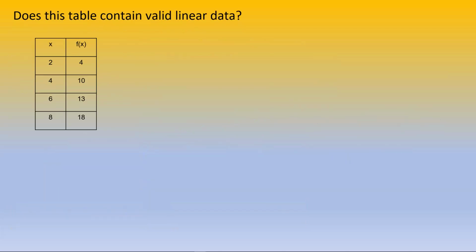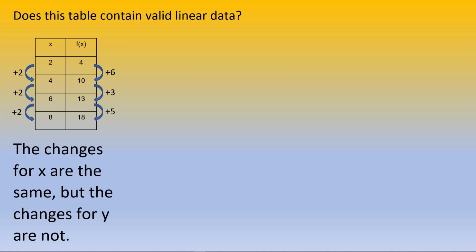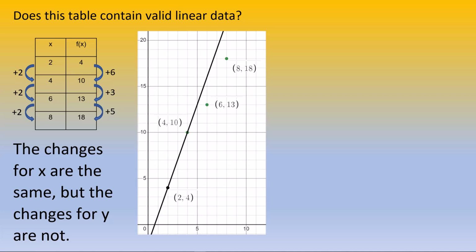Does this table contain linear data? We check the changes and see that the changes for x are the same, plus 2 each time, but the changes for y are not: plus 6, plus 3, and then plus 5. The slope for the line passing through the first 2 points is 3, 6 over 2, and we see this on the graph, which does not contain the other 2 points.